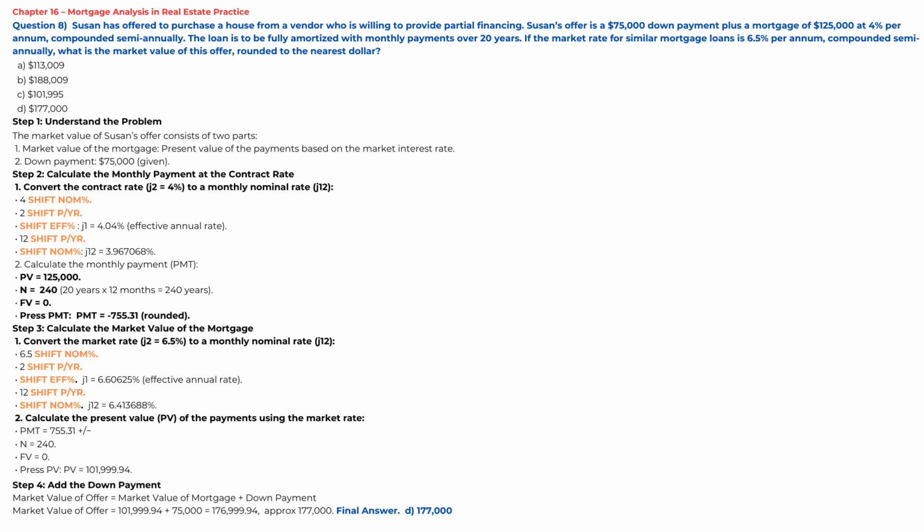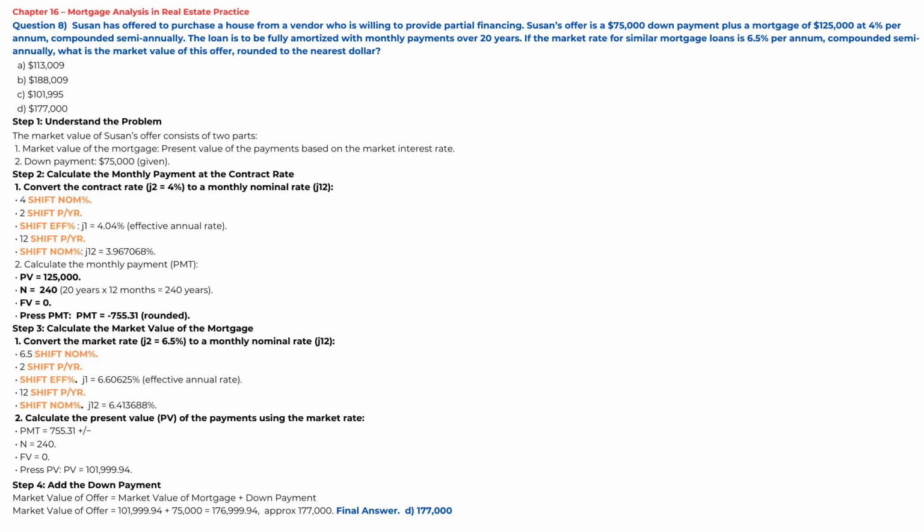Step 3. Calculate the market value of the mortgage. Convert the market rate, J2 equals 6.5%, to a monthly nominal rate, J12. 6.5 Shift NOM, 2 Shift PYR. Shift Effective, calculator stores J1 equals 6.60625%, effective annual rate. 12 Shift PYR, Shift NOM, calculator stores J12 6.413688%. Calculate the present value PV of the payments using the market rate. PMT equals minus 755.31, N equals 240, FV equals 0. Press PV equals 101,999.94.